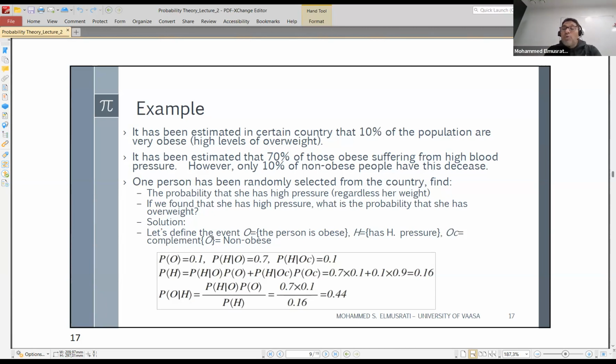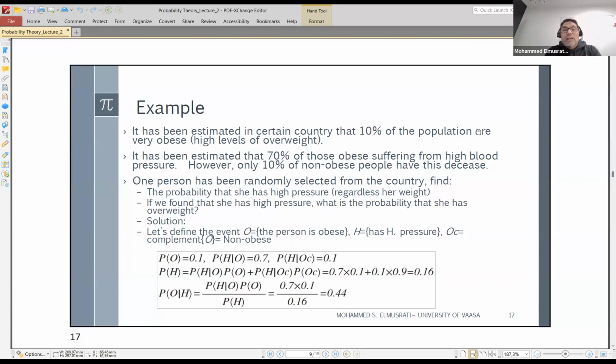Now when you see such kinds of examples that you want to solve, the first thing that you must do is to define the events. Define the events as they are given in the problem or in the example. So now, if you look at this example, you can see that they say in a certain country 10% of the population are overweight. 10%. Okay. So what does that mean?